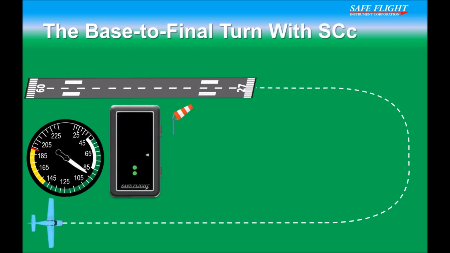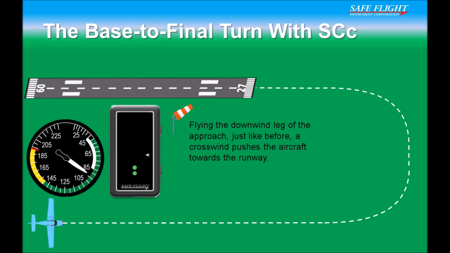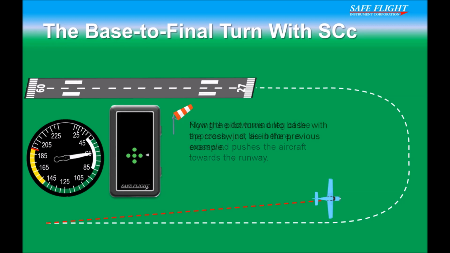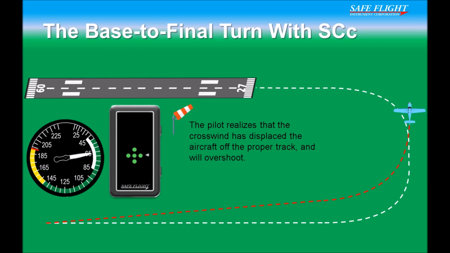Let's look at the same situation, but now this time, the aircraft has an SCc installed. Flying the downwind leg of the approach, just like before, a crosswind pushes the aircraft towards the runway. Notice that while the pilot slowed down, the AoA increased towards the display of the correct POH target speed, adjusted for the aircraft's actual gross weight and flap position. Now the pilot turns onto base with the crosswind, as in the previous example. The pilot realizes the crosswind has displaced the aircraft off the proper track and will overshoot.